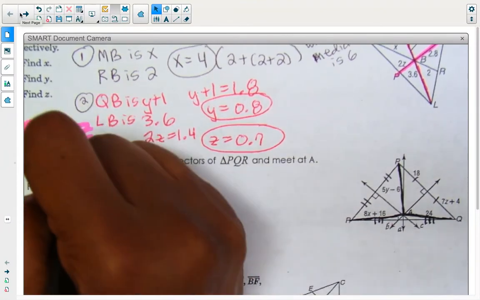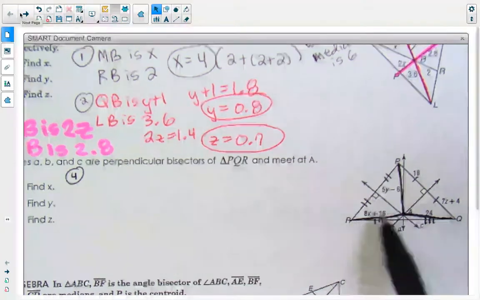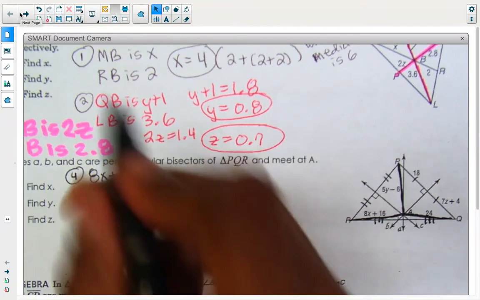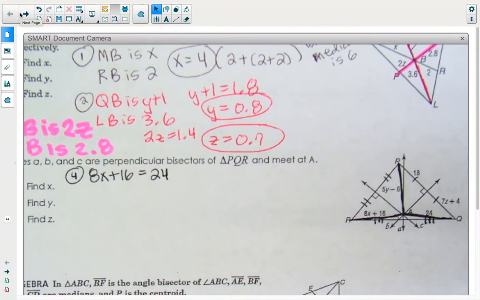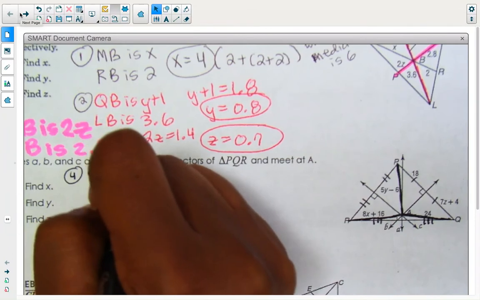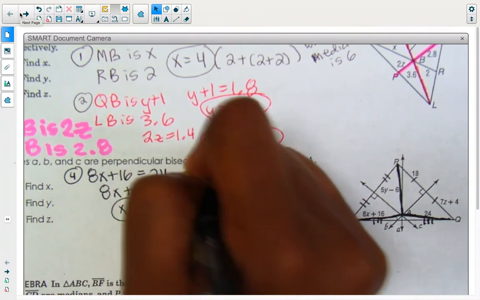All right, so number 4 asked us to find X. So X is right here. So that's the 8X plus 16. And I'm going to set that equal to 24. Why 24? Because I know that this point here is my circumcenter. Where all 3 of these thickened lines intersected, that is my circumcenter. So this section here is congruent to this section here, is congruent to this section over here. So I just set them equal to each other. We go through, solve the equation. X equals 1.